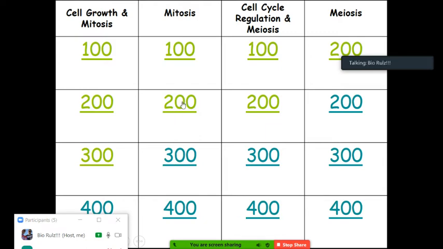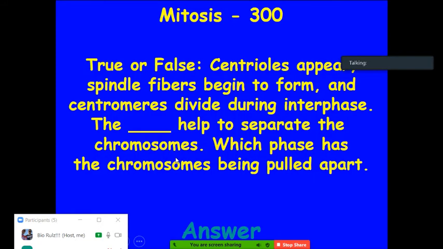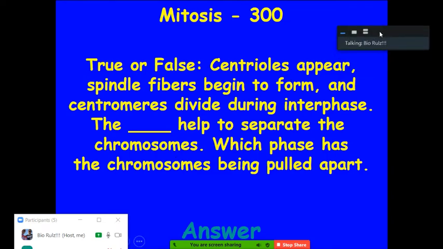Okay, here we go. True or false? Centrioles appear, spindle fibers begin to form, and centromeres divide during interphase. The blanks help separate the chromosomes. Which phase has the chromosomes being pulled apart? Three questions about cell division.